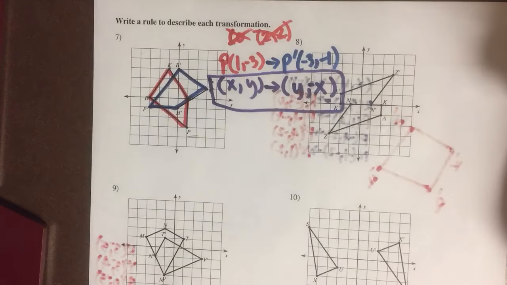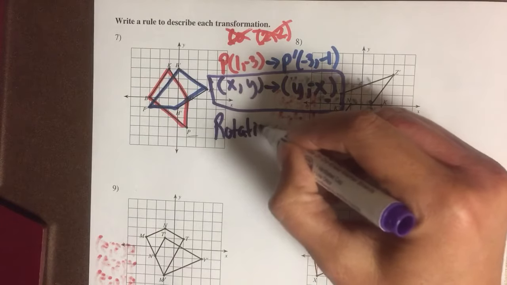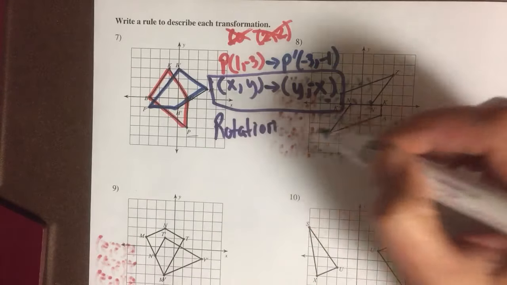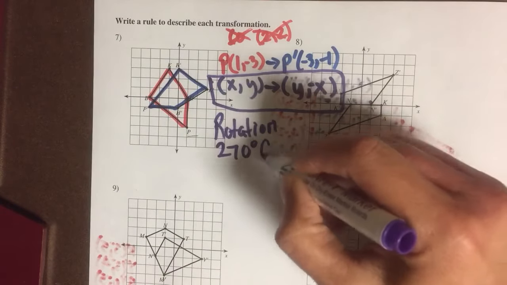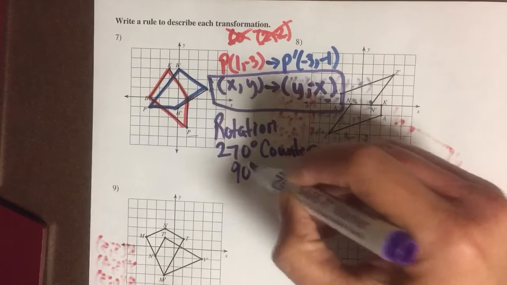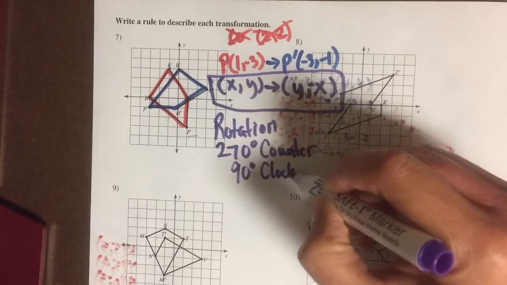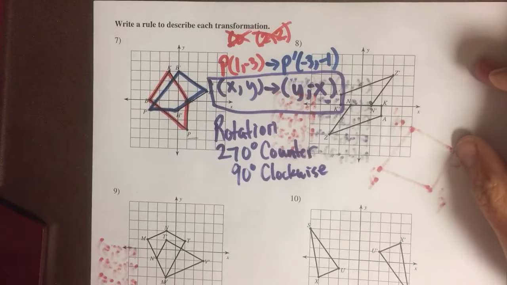Now what is that rule? What does that represent? Well, that represents a rotation. That represents a rotation of 270 degrees counterclockwise or 90 degrees clockwise. So that's all I did to use the rule.